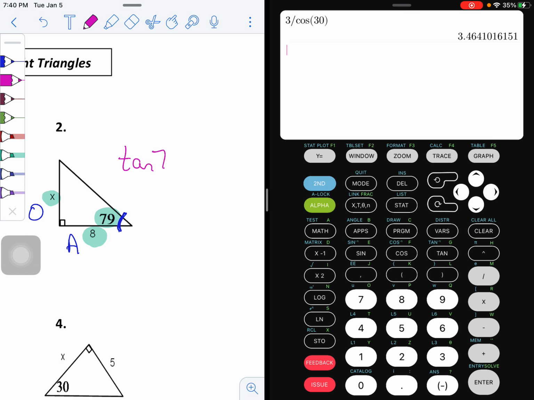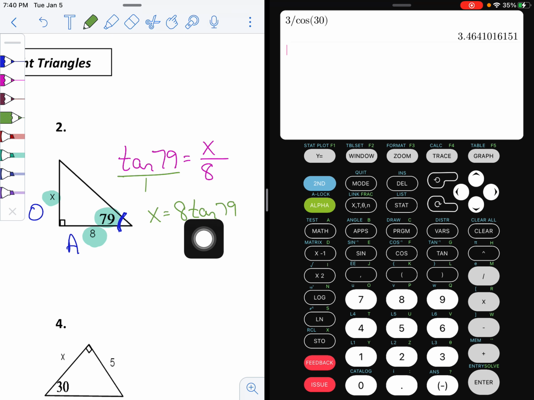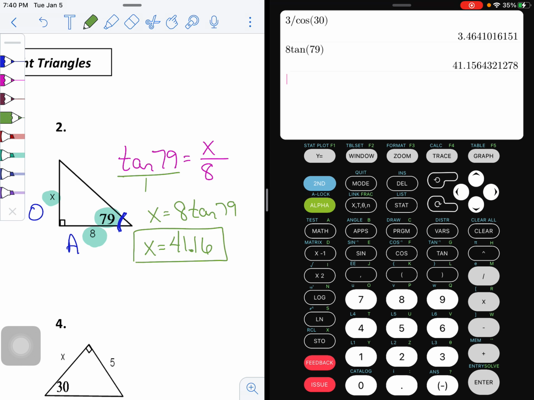So tangent of 79 is equal to opposite over adjacent. So you absolutely can put in that 1 and go ahead and cross multiply. So x is equal to 8 tangent of 79. Well, in this case, we don't need to do anything else other than put this in the calculator. So 8 tangent 79, close the parentheses, hit enter. So x is equal to 41.16. Again, it's the side of a triangle, so we're going to go ahead and just say it's whatever it is. We don't have the units for this one.